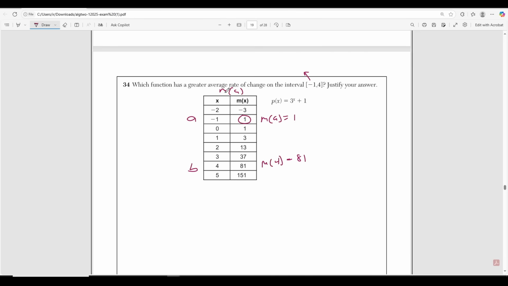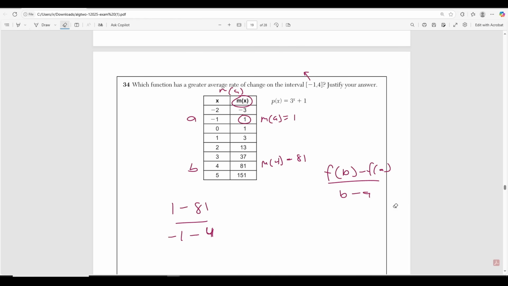So the average rate of change for m of x is going to be 1 minus 81 divided by -1 minus 4. Or you can flip it. You can do f of b minus f of a over b minus a. It doesn't really matter. As long as you have b on top of b and a on top of a, you're good. Okay? So it's literally finding the slope between 2 points, okay?